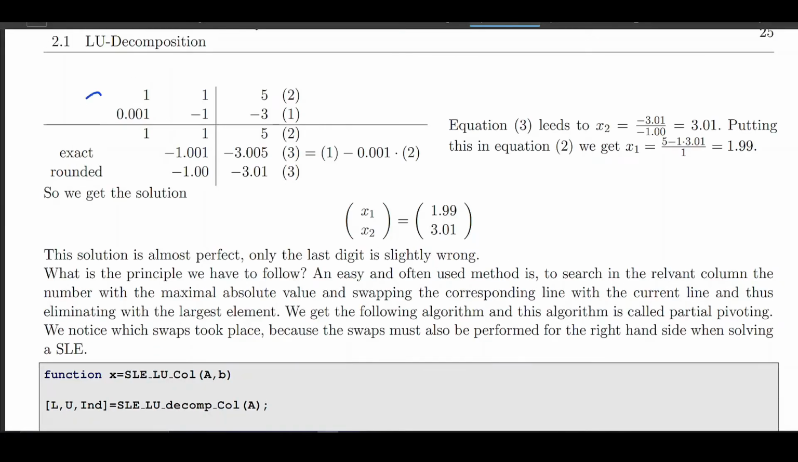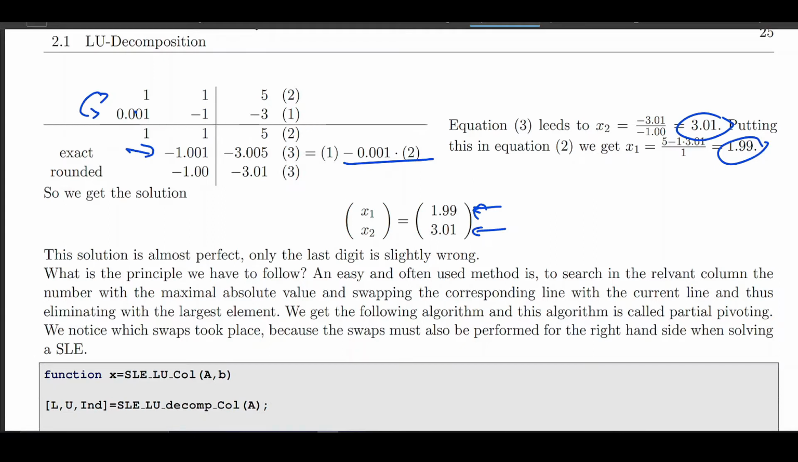Swapping the first two lines, we will be in that situation, and now if we use the first line to eliminate here, then we will do that. We add a multiple of the first line, and then we will have these results. Please redo these calculations by yourself to really understand what's going on. And then we get x2 is 3.01, which is very good, and x1 is 1.99, which is also very good. So we get a perfect result here with that idea.